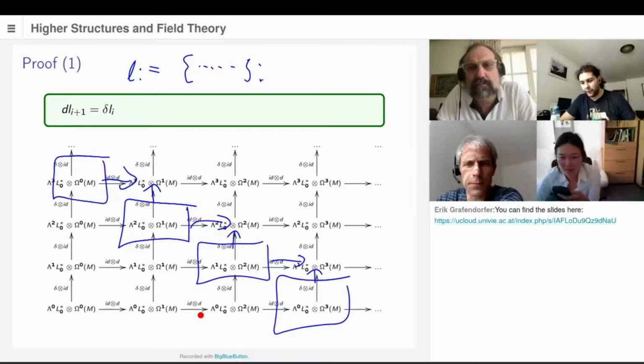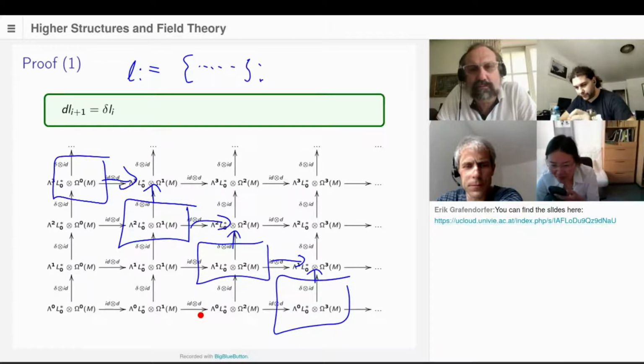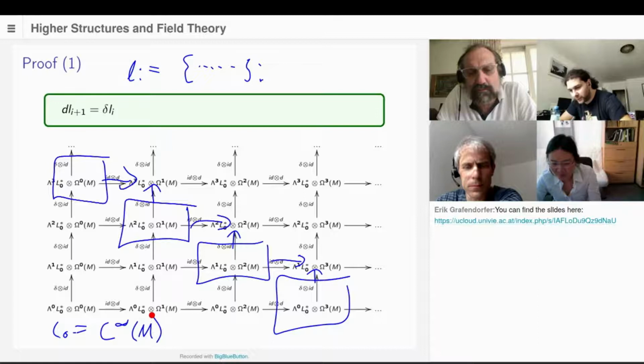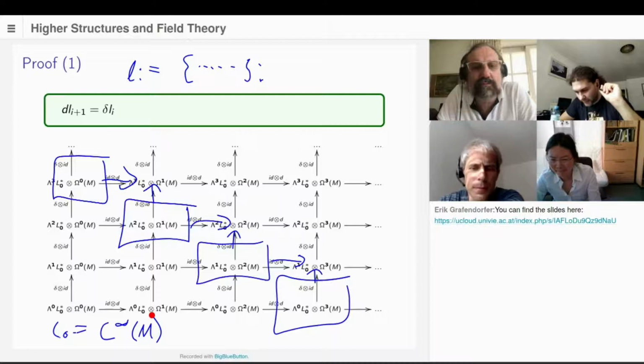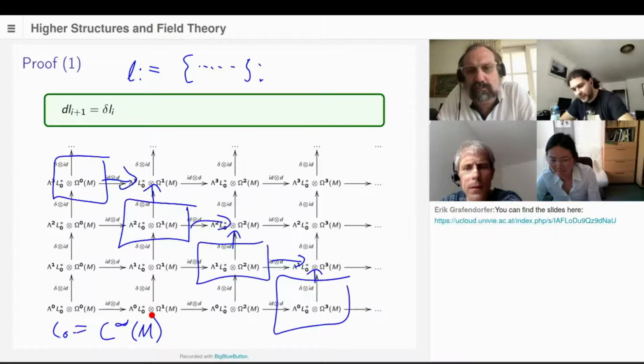So if L0 is a Lie algebra, you mean in the symplectic case? Right. So in the symplectic case, L0 is the Lie algebra of functions with the classical Poisson bracket. And then you just have one element which will probably live here.